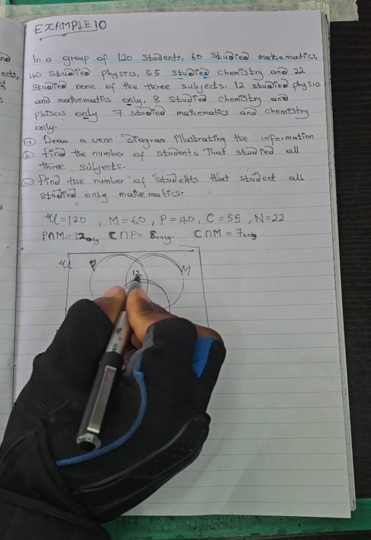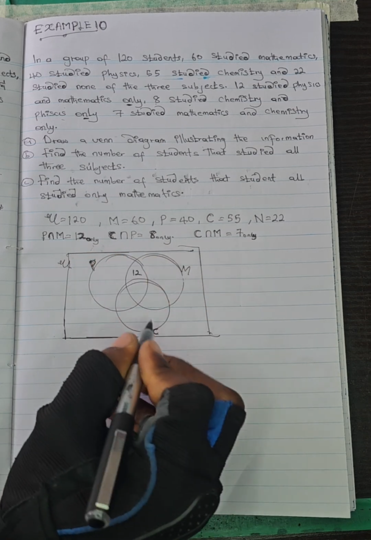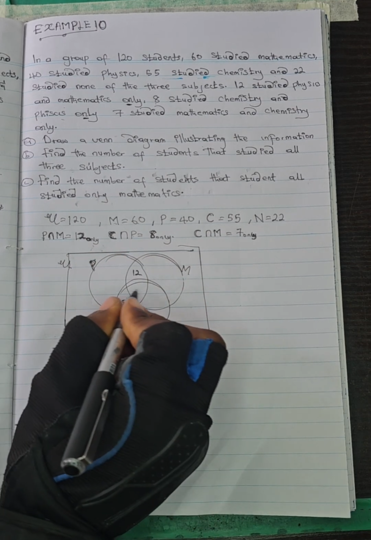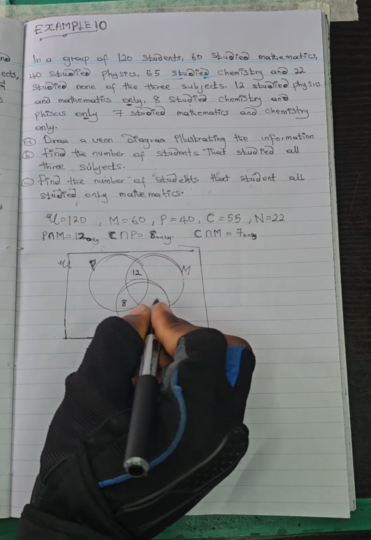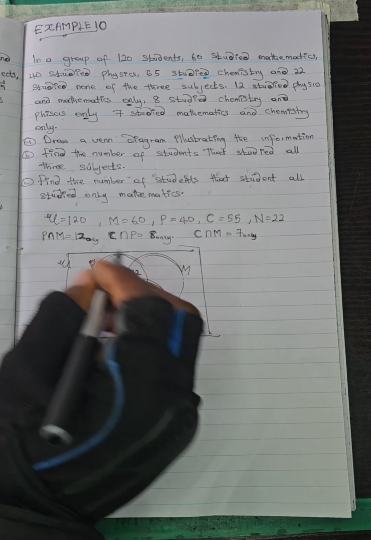So here I can confidently just write this 12. Then 8 did chemistry and physics only. This is chemistry and physics. I can comfortably write 8 here without bothering about whether the one here is inside. Chemistry and mathematics only is 7. So I can confidently write 7 here. Now, what do you say?